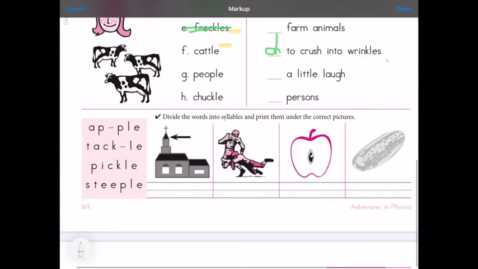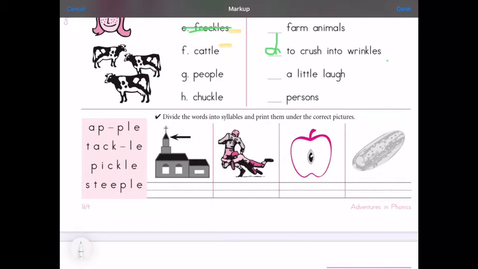On page 164, you have 4 pictures. And you need to divide your words into syllables and print them under the correct picture. So first we need to figure out which word matches. And then once you figure that out, you need to make sure that you separate them. All right? So they have apple, tackle, pickle, and steeple.